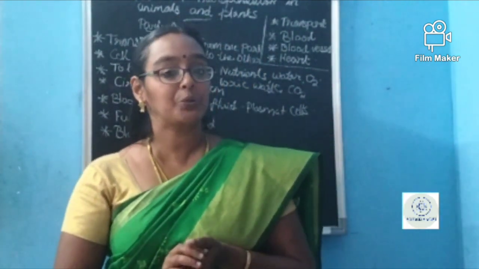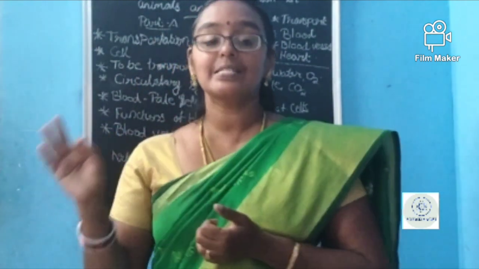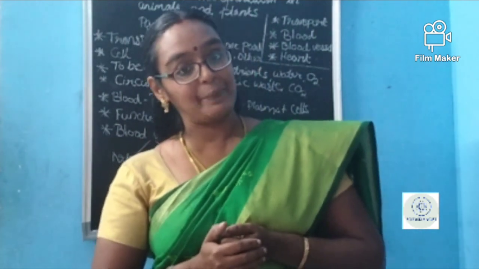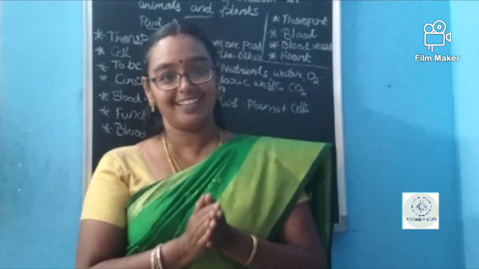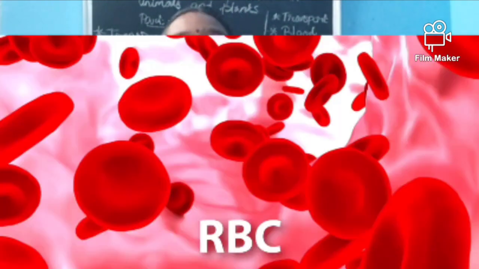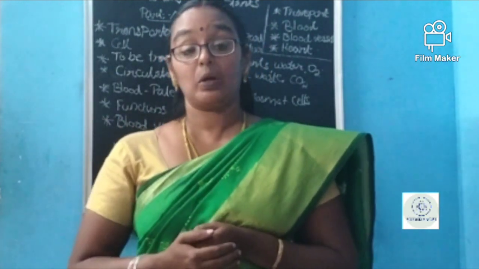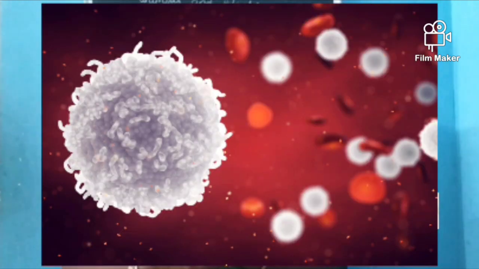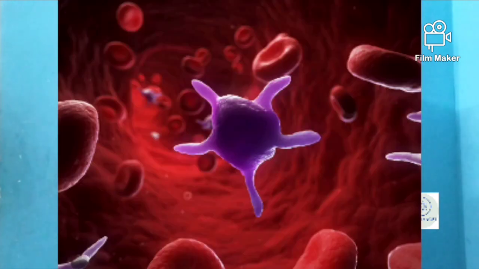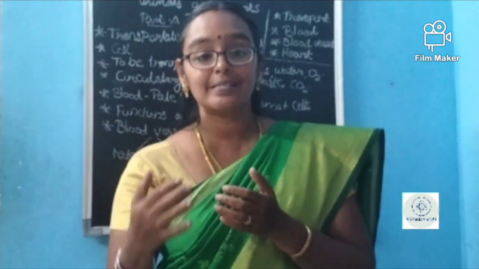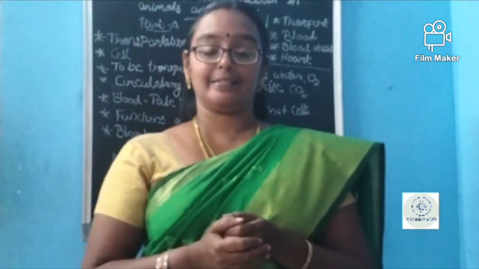What are those cells, do you know? RBC is the main cell, red blood corpuscles. From the name itself, it is red in color, isn't it? It is a kind of cell present in blood. Then WBC, white blood corpuscles or white blood cells. And the third important thing is platelets. We are going to see in detail about plasma, RBC, WBC and platelets.